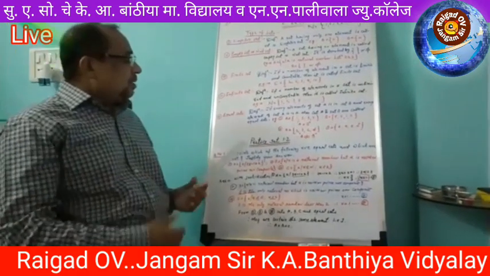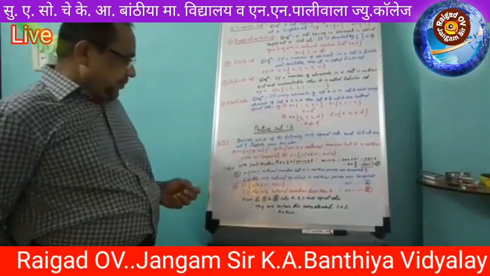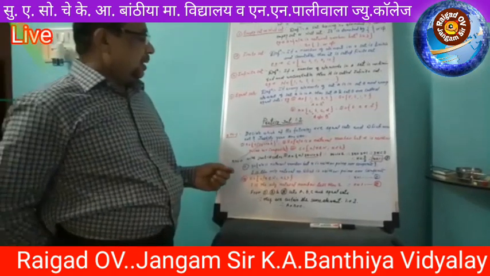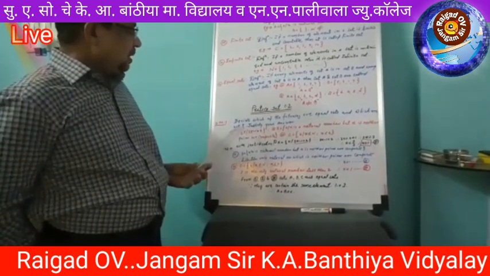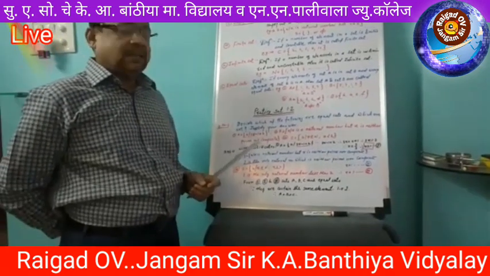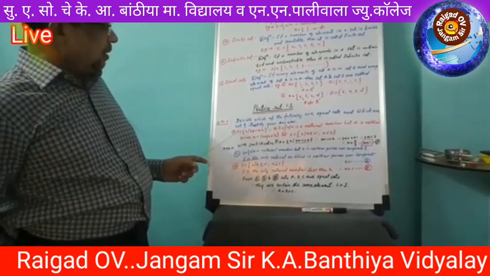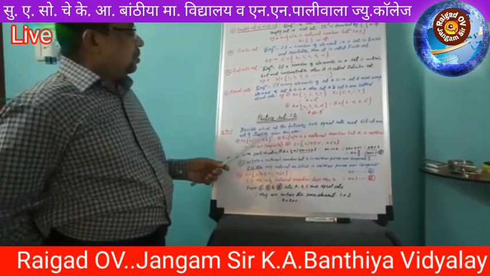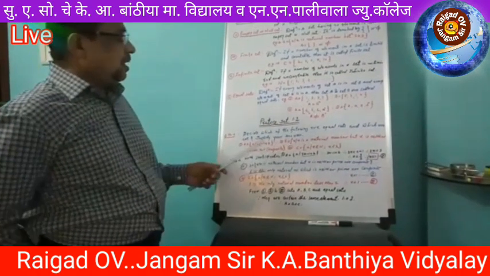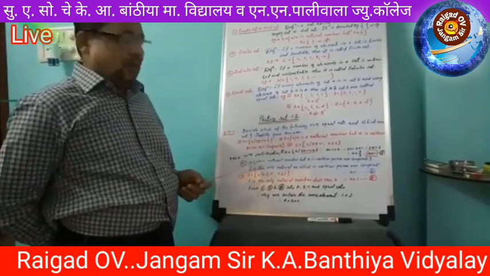Now we solve practice set 1.2. Question number 1. Decide which of the following are equal sets and which are not. Justify your answer. It means that we have been given three sets, 1, 2 and 3. Justify your answer: these three sets are equal or not.